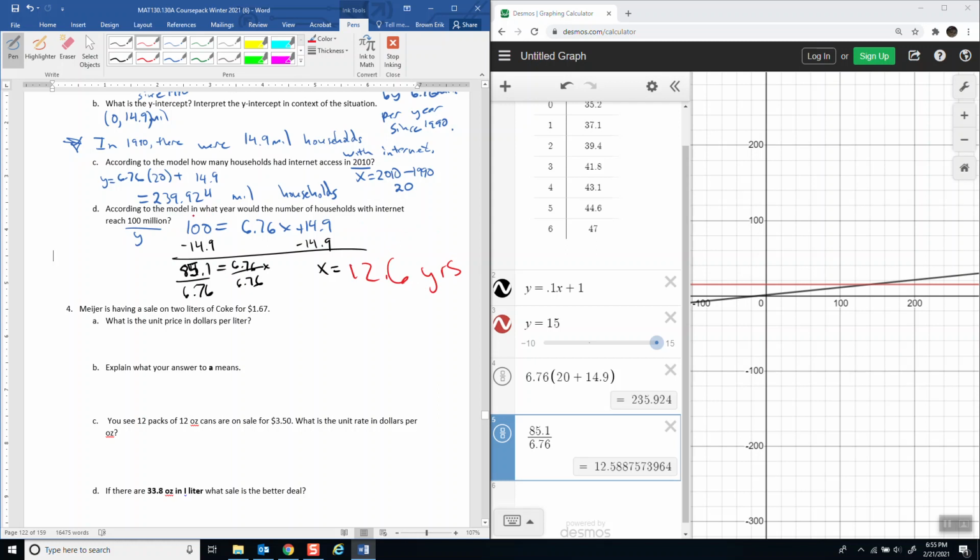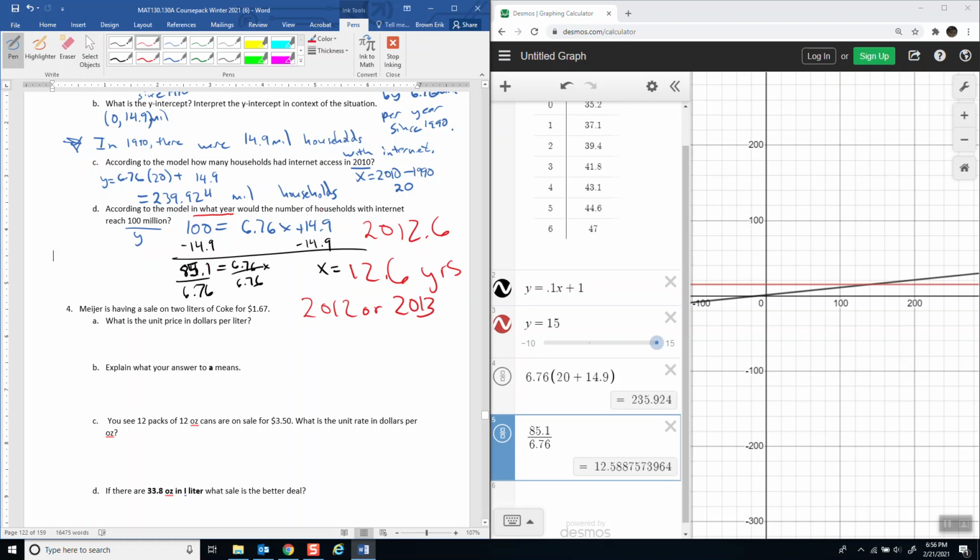Notice the question said in what year. So this is not the answer. That's not a year. Well, I guess it is 12.6 AD, but there was no internet back then, obviously. So we'd add this to 1990 and we'd get 2002.6, which isn't a year either. So we could say either in 2002 or 2003 if we were rounding somewhere within there.